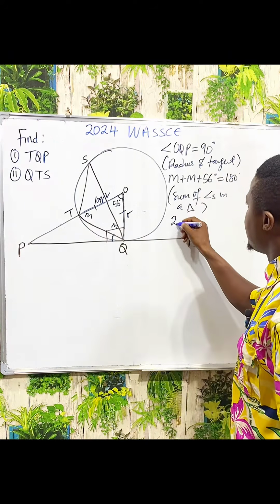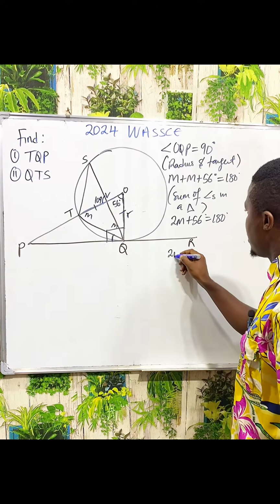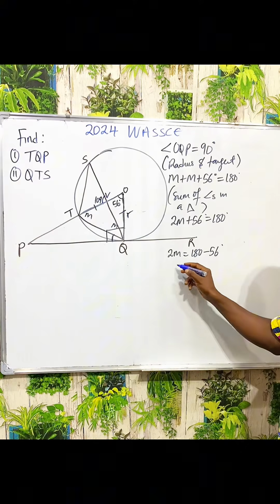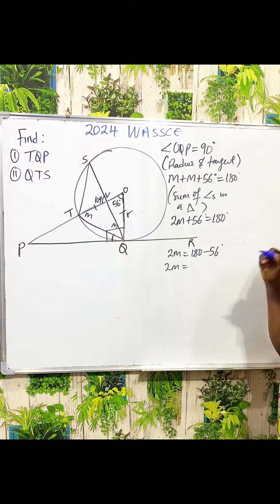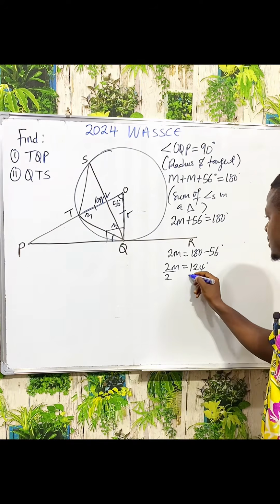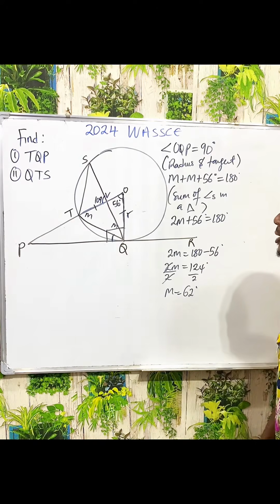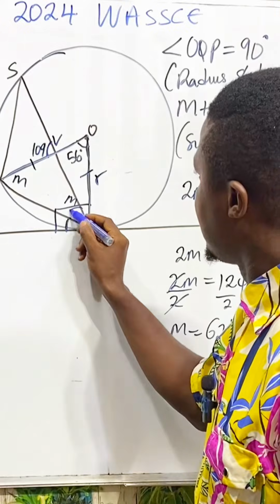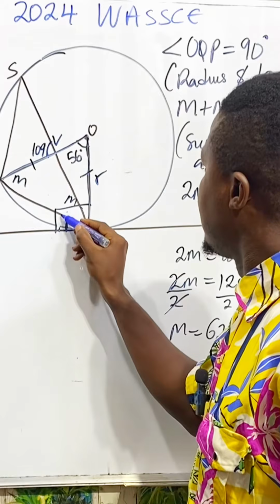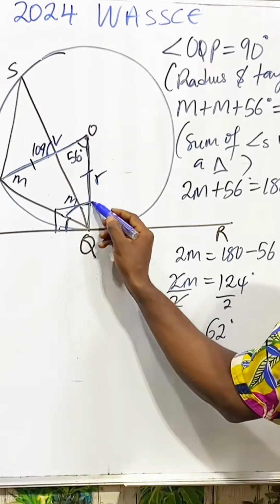So M plus M is 2M plus 56 equal to 180. So 2M will be 180 minus 56 degrees. Then 2M will be equal to 124 degrees. So divide both sides by 2. So M is equal to 62 degrees. M is 62, meaning that the angle here is 62. But you know that the whole angle is 90, right? All of it is 90.